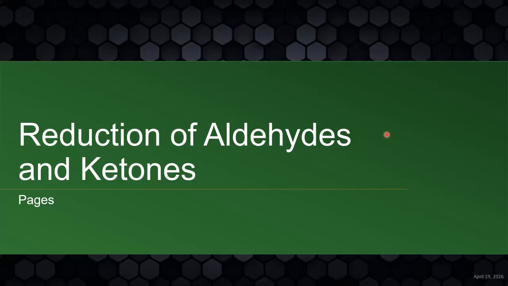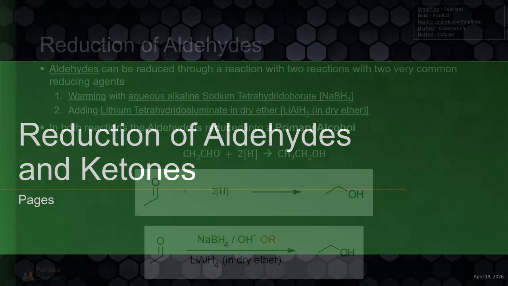This is actually the opposite reaction for the reactions to create aldehydes and ketones that we saw in section 2 of chapter 18. In section 2, we saw the oxidation of primary alcohols into aldehydes and secondary alcohols into ketones. Well, we can reverse that process and turn aldehydes into primary alcohols and ketones into secondary alcohols through reduction. So let's look at what that is going to look like.